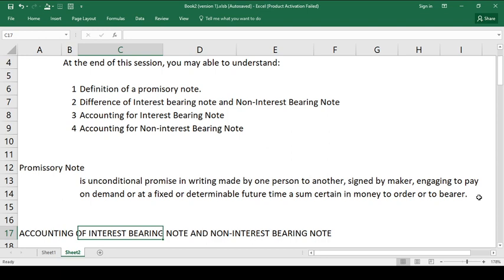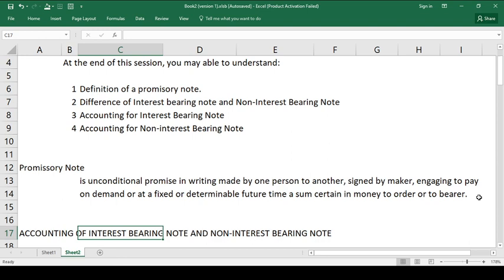Take note, on your law on obligations and contracts, a conditional obligation pertains to an obligation that is dependent on the happening or realization of a certain uncertain event. While a pure obligation refers to a simple obligation that is demandable at once. That is a promissory note.